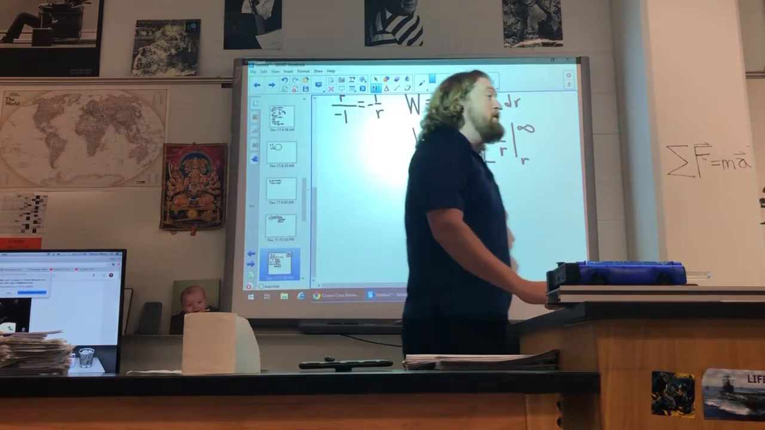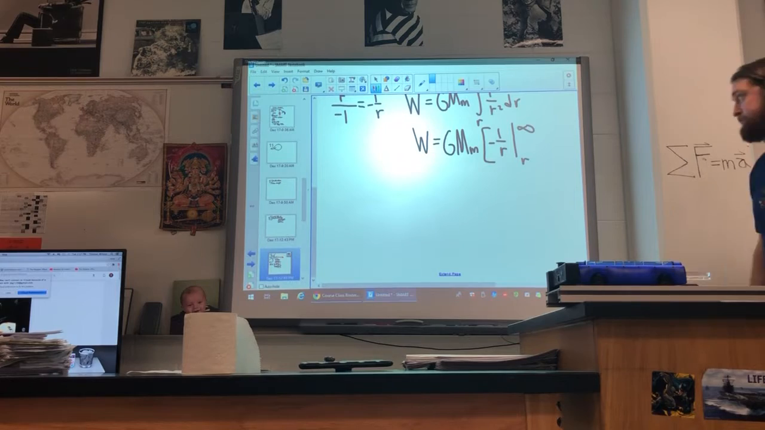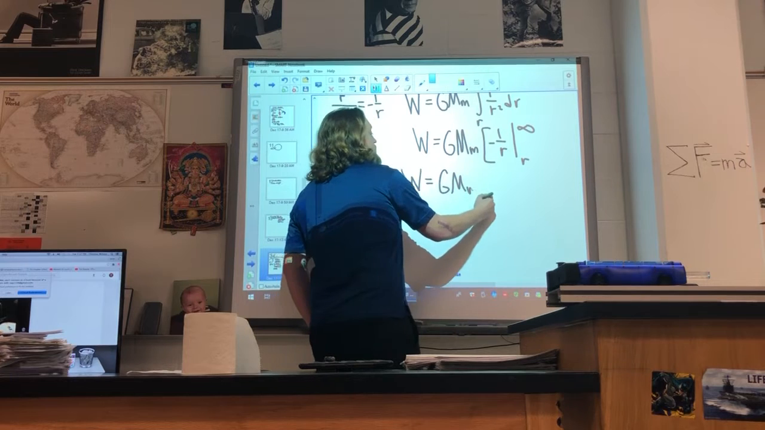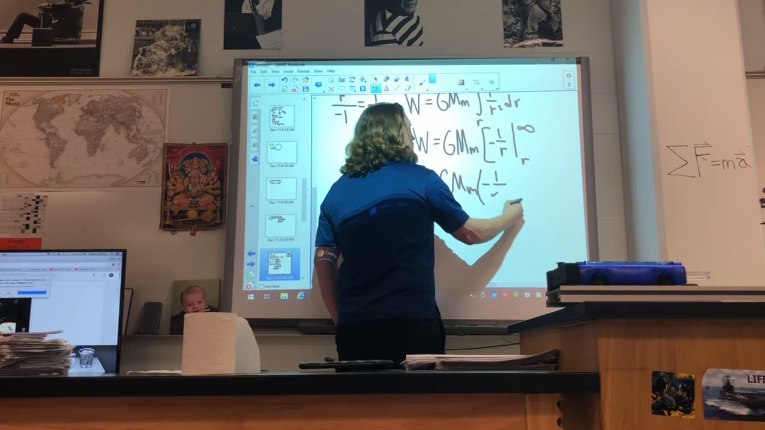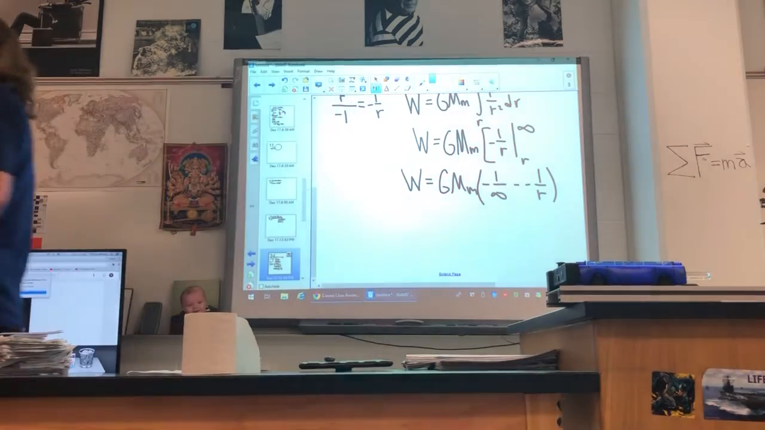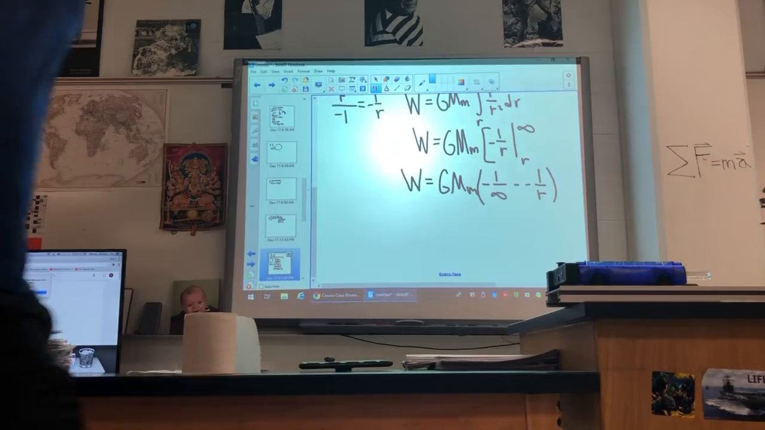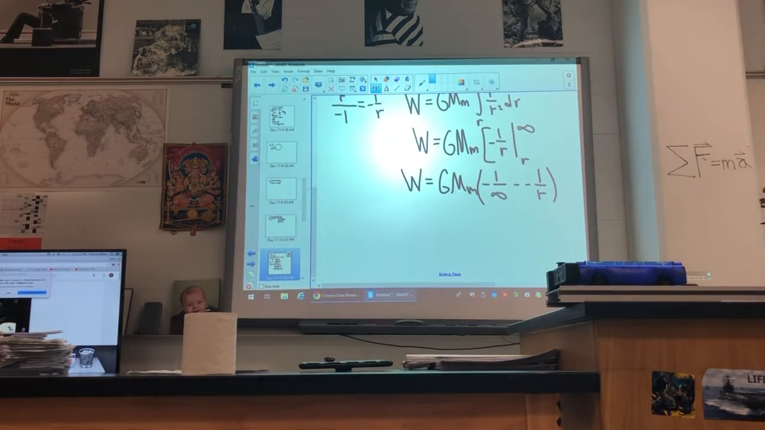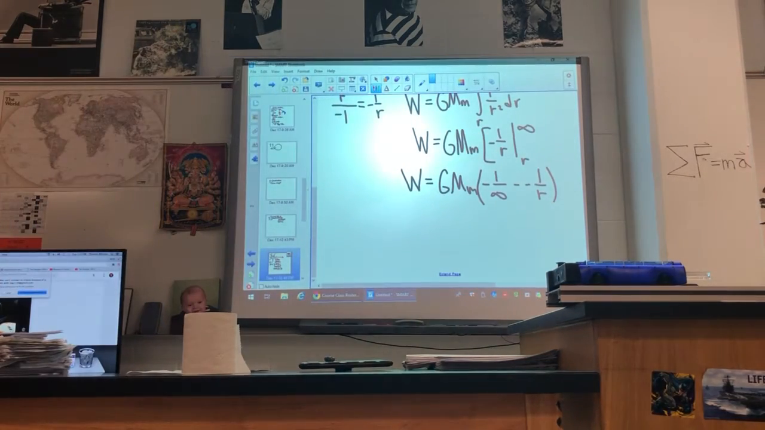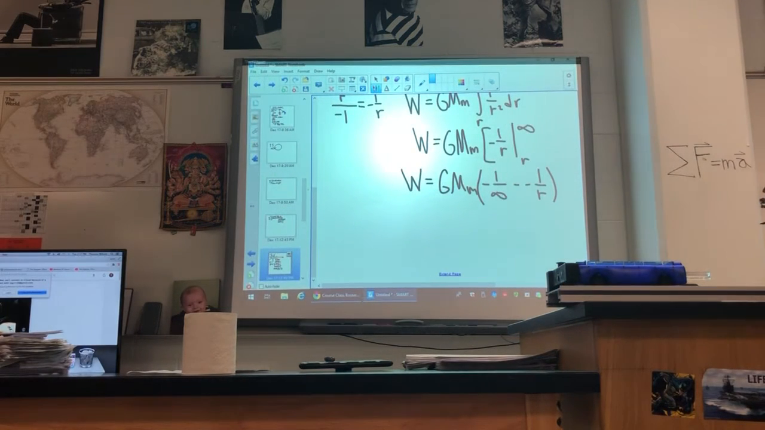So let's go ahead and finish this theorem by finding the difference in our bounds. So we've got G, big M, little m, negative 1 over infinity minus negative 1 over R. Y'all good with that? Check it out, y'all. 1 over infinity. Oh, it's undefined? Nope. Guess what it is? It straight up is 0. No joke.